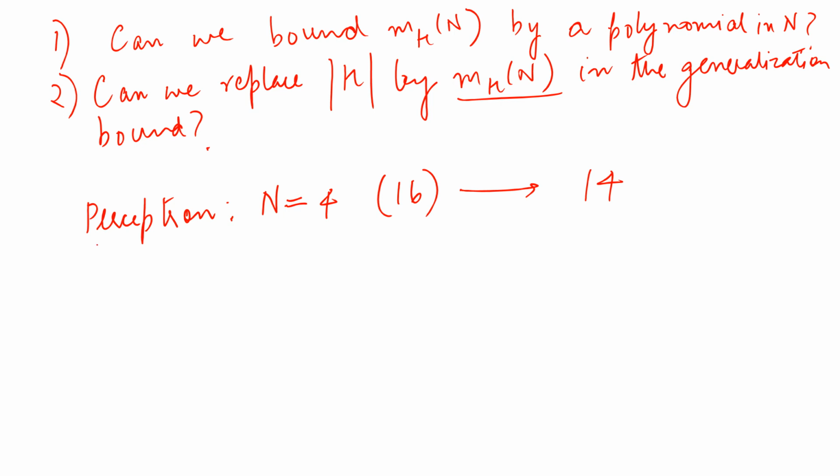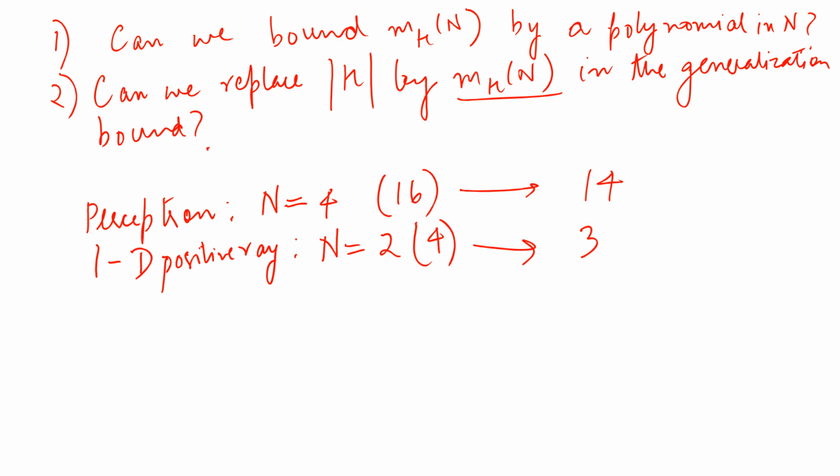The second hypothesis set was the one-dimensional positive ray. What we found out is that this hypothesis set implemented 3 dichotomies at n equals 2. 2 to the 2 is 4, but we were able to implement one less, which is 3. So think about this hypothesis set becoming deficient so early, at n equals 2, which was great. That's good news for us.